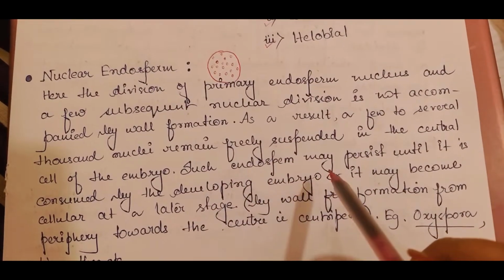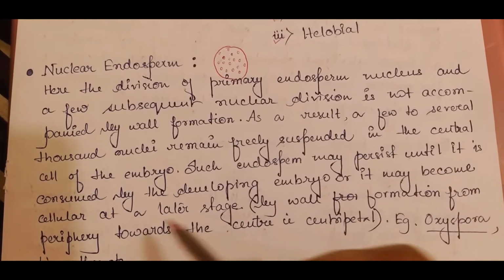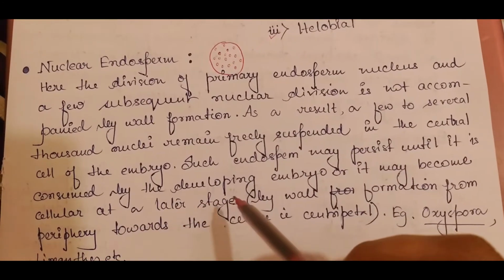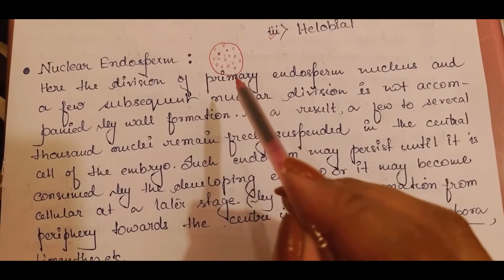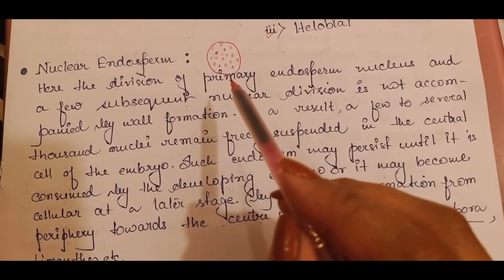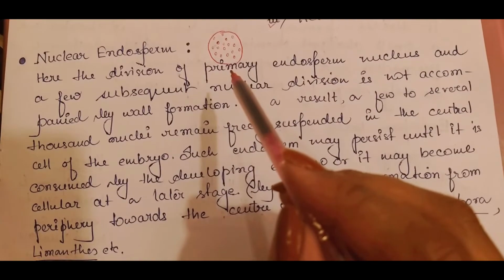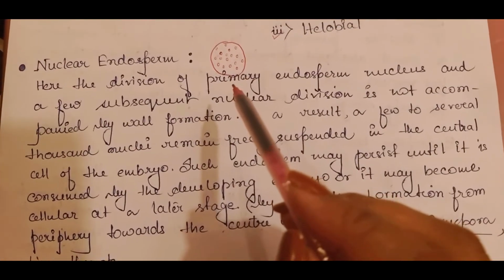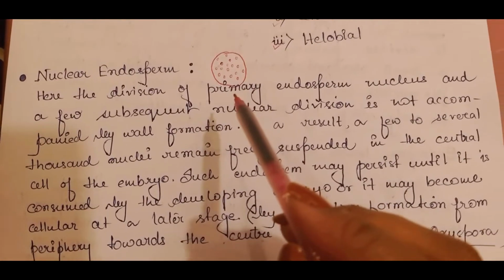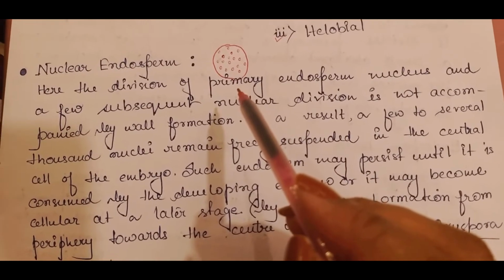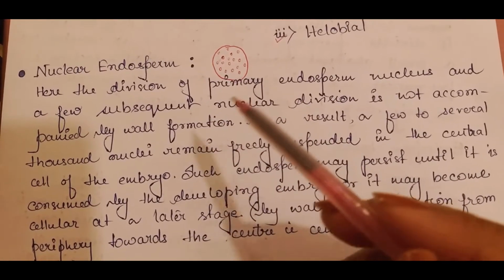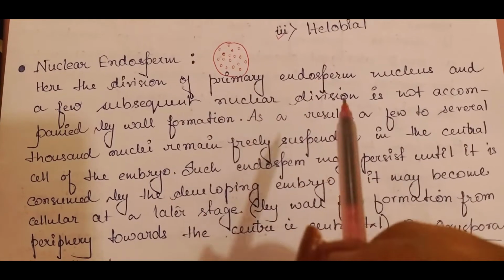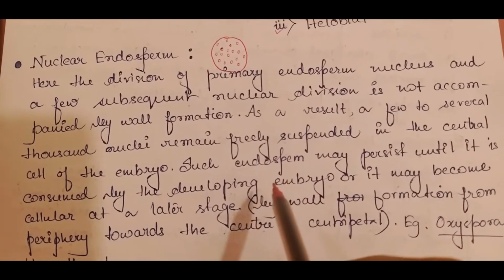Such endosperm may persist until it is consumed by the developing embryo. As the embryo is developing, it needs nutrition to grow. Isn't it? It's a very simple concept. When a child is born, it needs ample amount of nutrient to grow. Same thing with the plant embryo. The growing embryo needs nutrition and it consumes nutrition very fast.